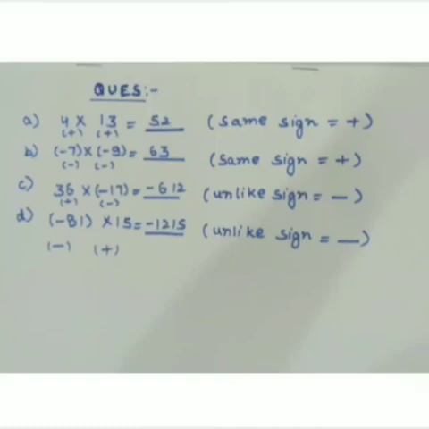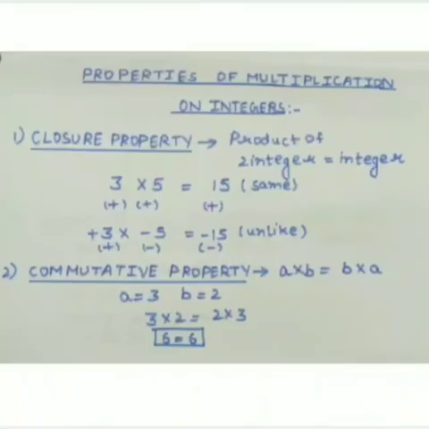1215. We have discussed the rules that are applicable for multiplication of integers. Now we'll be studying the properties of multiplication on integers. The first property is the closure property. Here the product of two integers will give you an integer value. Let's take an example. Suppose a is equal to 3 and b is equal to 5. So 3 multiplied by 5 will give you 15.